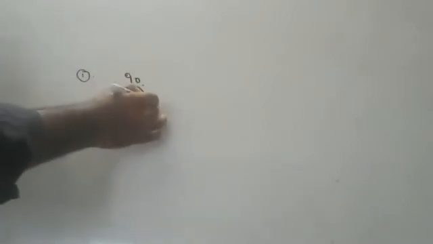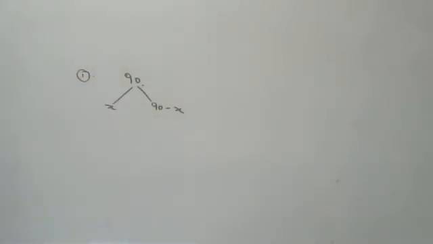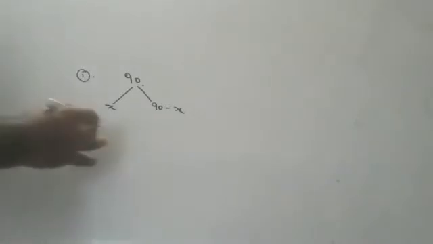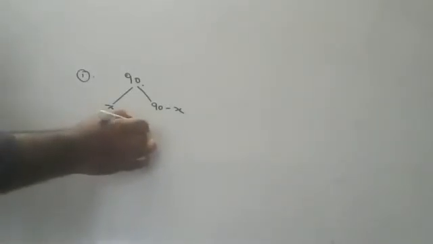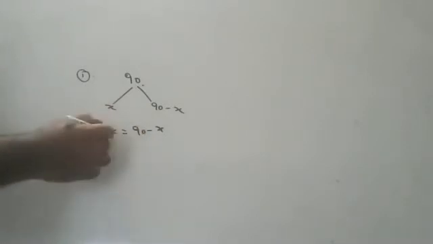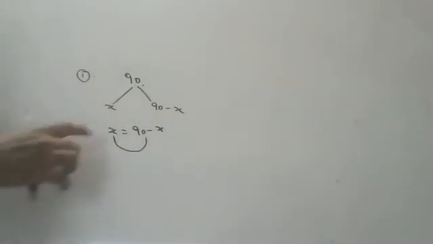One is x, one is 90 minus x. Find the measure of angle which is complement of itself. These both are equally the same. So 90 degrees.